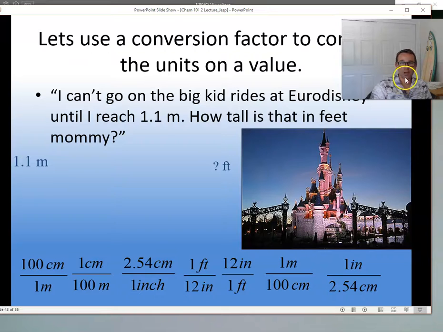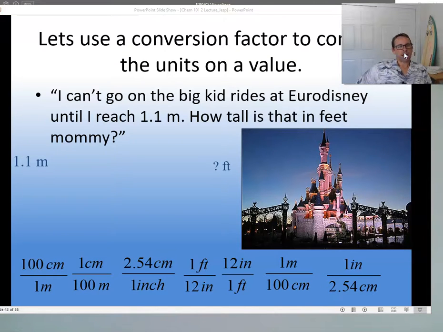Now, here's an example of a problem. I can't go on the big kid rides at Euro Disney until I reach 1.1 meters. How tall is that in feet? So we have 1.1 meters, and we need to get to feet, and we need to use conversion factors. Now I'm going to introduce to you not just the conversion factors and how to identify the correct ones, but a method that we want to get comfortable following, because it lays out a blueprint that we can see to answer this type of question. And here's what we do.